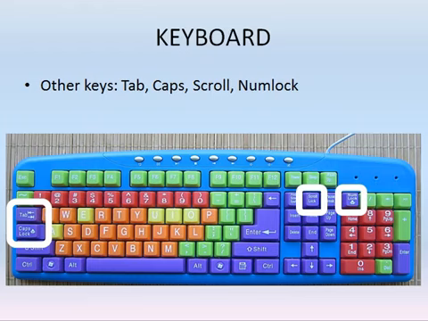Next we have the tab key, caps key, scroll and numlock. Tab key helps to move the cursor a few steps ahead, unlike the space key wherein it just moves one step. The caps lock key permanently types the alphabets into capital characters. The scroll lock, if we are using a Word document, helps us to navigate further down the document. Then we have the numlock key, which locks the number keypad, which is on the right side of the keyboard.